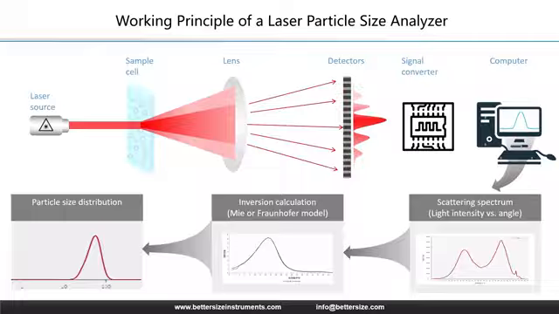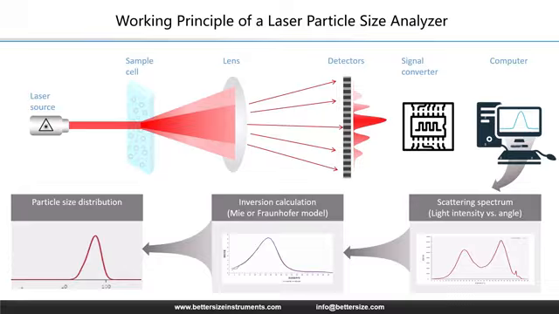We have what you see in the bottom right, a scattering spectrum. This is the raw data, intensity versus angle. This is where the algorithm of the BetterSizer takes over. The software performs an inversion calculation. It asks a complex mathematical question: based on the Mie or Fraunhofer theory, what combination of particle sizes would create exactly this spectrum? It works backward from the light pattern to the particle reality, and the result is what you see on the bottom left, your final particle size distribution.